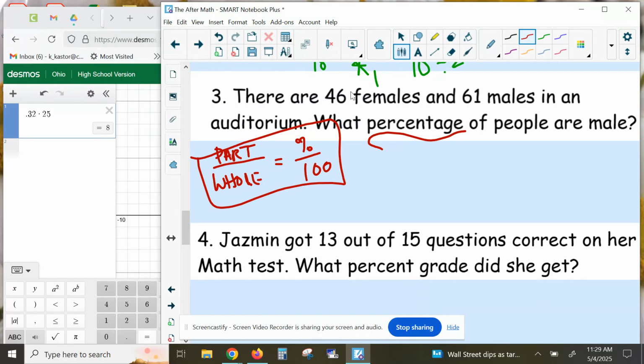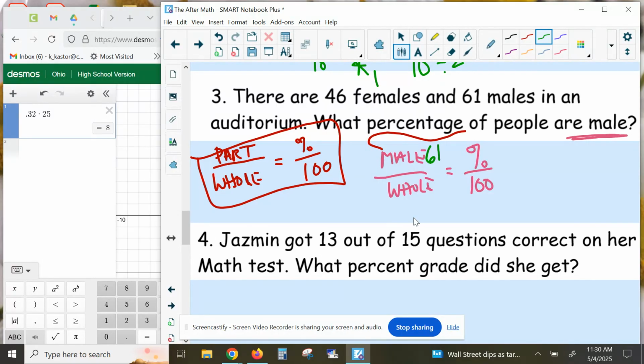Okay, so we want to have 46 females and 64 males are in an auditorium. What percentage of people are male? So we want to know which percentage of people are male. So the part that we want is male over the whole, right, is going to equal our percent over 100. So we do have the male. The male is 61. So basically the 61 is going to go in this spot, right?